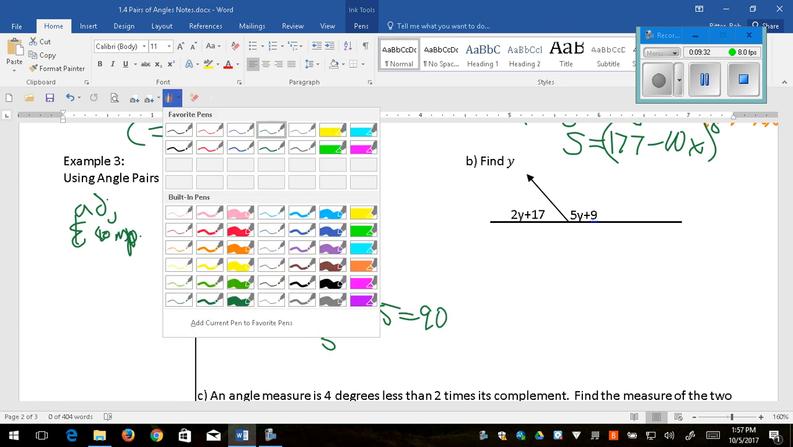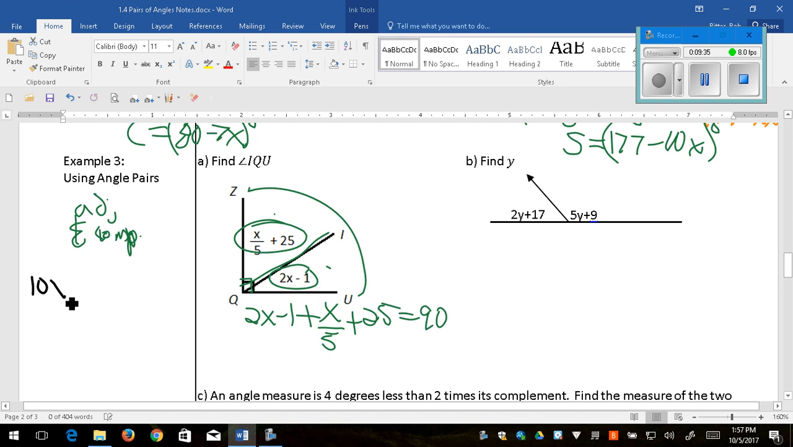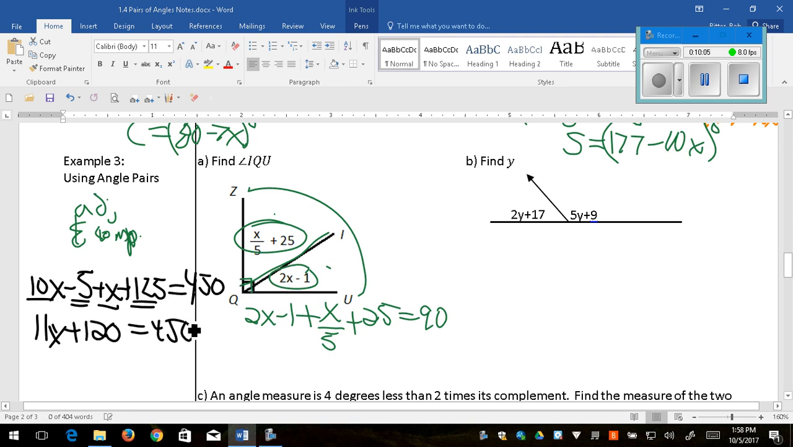This equation is going to give me 10x minus 5 plus x plus 125, since 25 times 5 is 125. 90 times 5 is 450, so it will equal 450. Now I'm going to combine like terms. If this were a proof, I'd have to show all the steps right next to it. So this is 11x. Negative 5 with 125 is going to be plus 120 equals 450. We're going to subtract 120 from 450, which gives us 330. 11x equals 330.